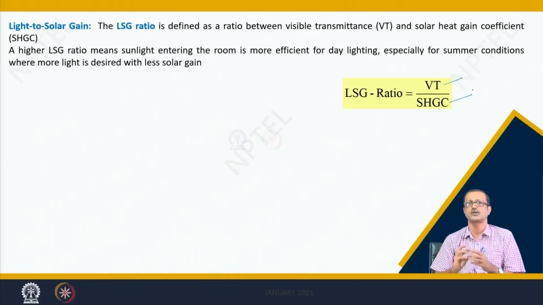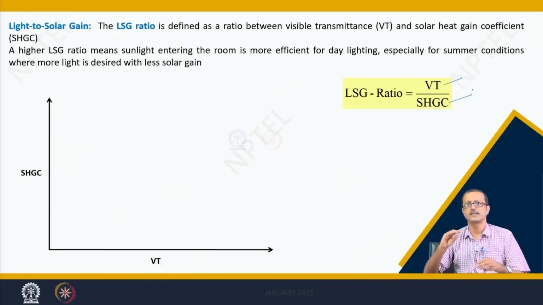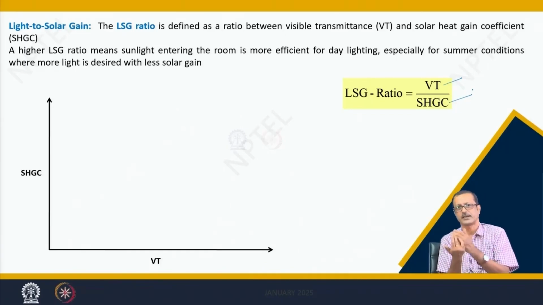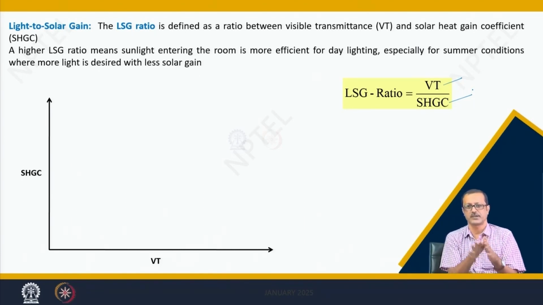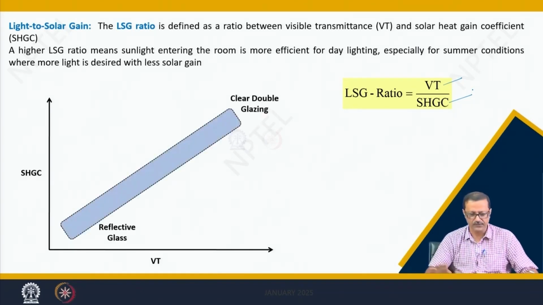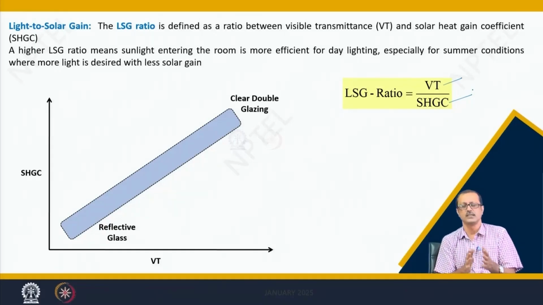So, if this ratio is high, and somebody can give me a glass material which has a high VT value but low SHGC value, I will be very happy, because I will have a lot of daylight, the visible spectrum will be much more, which will not increase my temperature, as it also has a low SHGC value. So, the temperature increment will be low. Reflective glasses or clear double glazing glasses will follow this 45-degree path, so both are increasing equally.